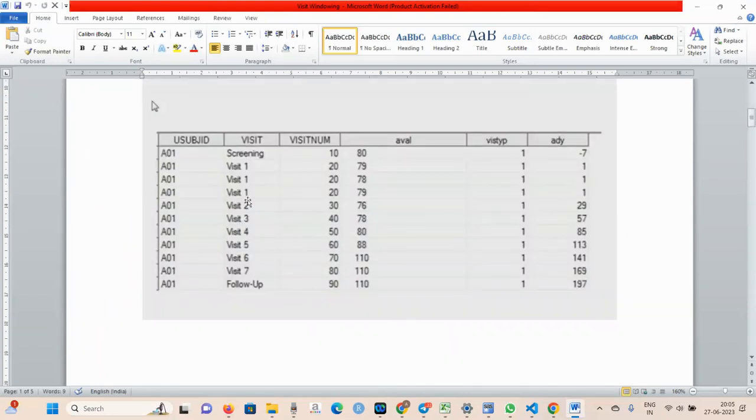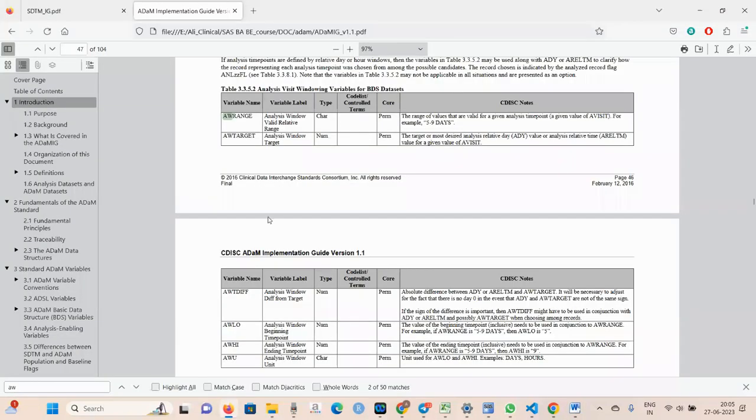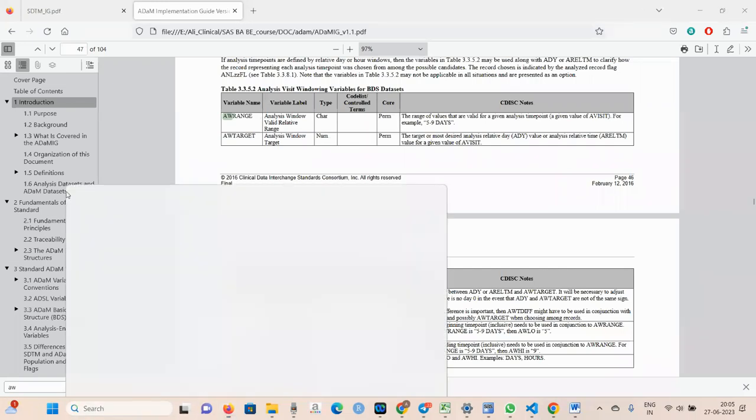Sometimes, this is very rare. It's not that every study will have the same thing, but in some studies you may have to convert a visit to an analysis visit, as per the implementation guideline. They have mentioned a few variables like analysis window range and analysis target. Okay, one second, let me explain.